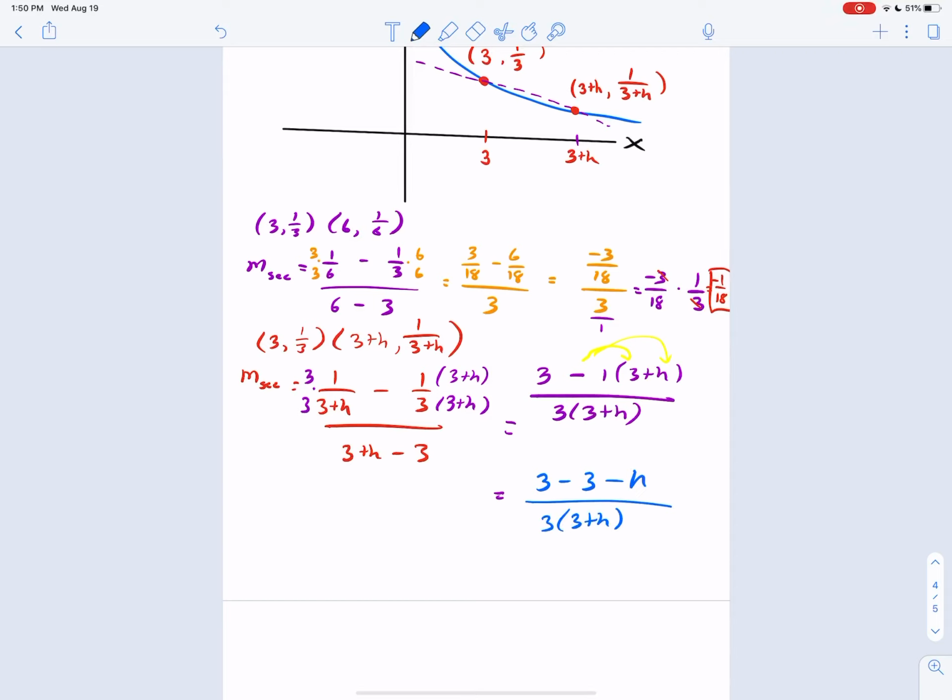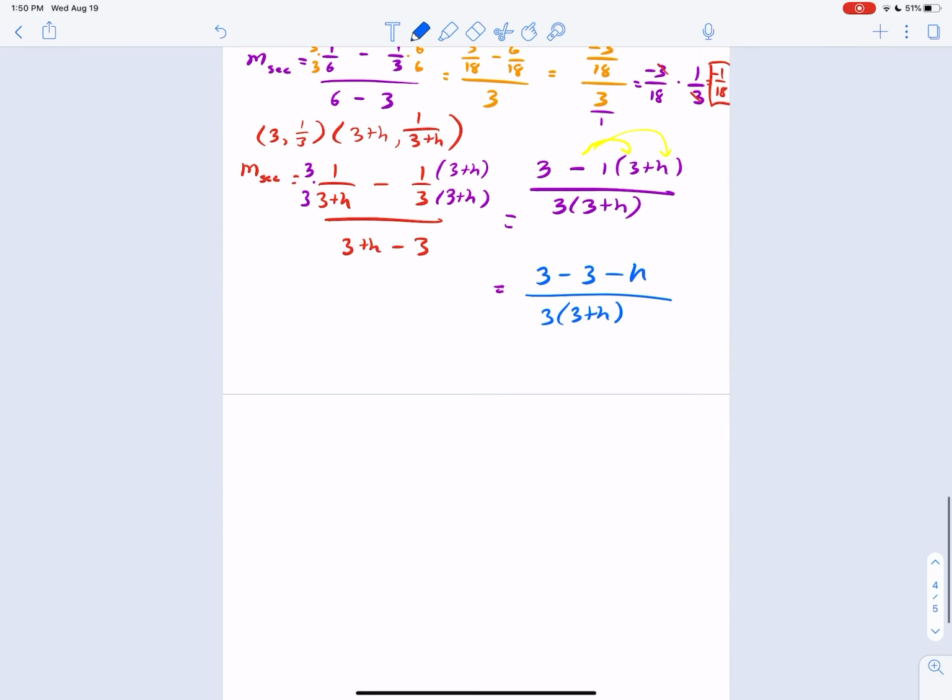I won't expand the bottom, okay? There's a reason why. So I noticed that 3 minus 3 up top is going to go away. I'm going to be left with a negative h all over 3 times 3 plus h. Okay, so this is the generic slope of a secant line anchored at 3 comma 1/3. So let's check it out, see if it works.